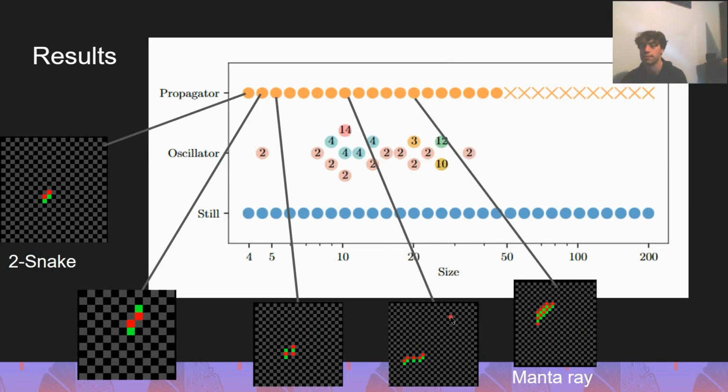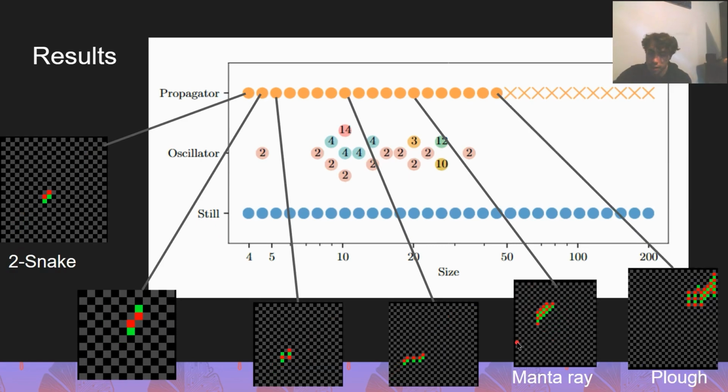And this is quite interesting because, unlike the snake and these other gliders, which travel along the direction of magnetization or parallel to it, this travels perpendicular to the magnetization of the creature. So that's kind of cool. And we also have this thing called the plow, which is the largest glider we found.